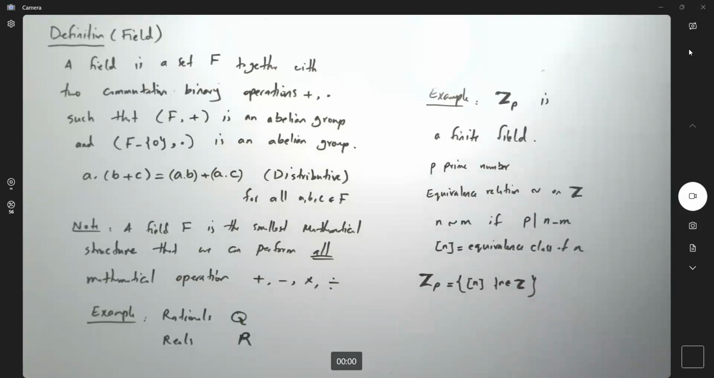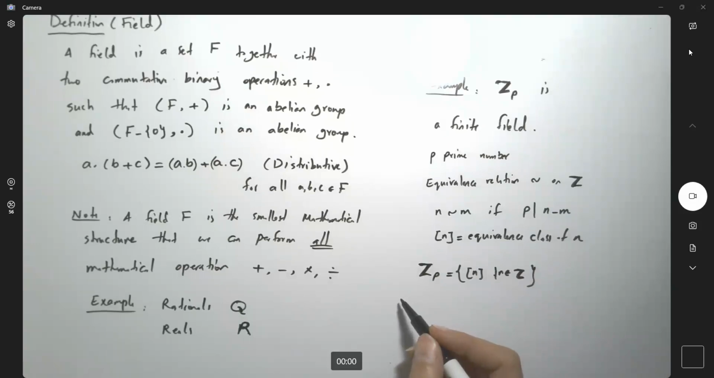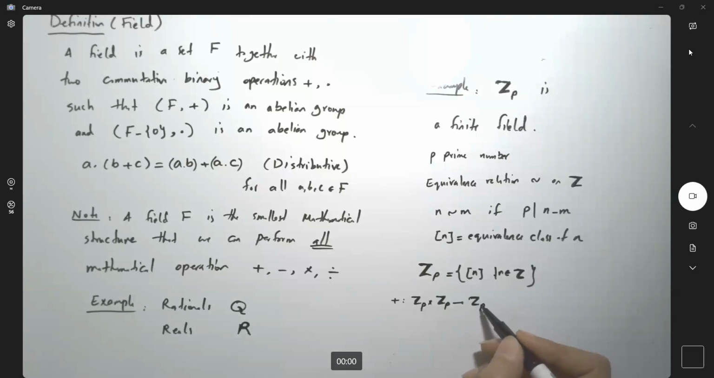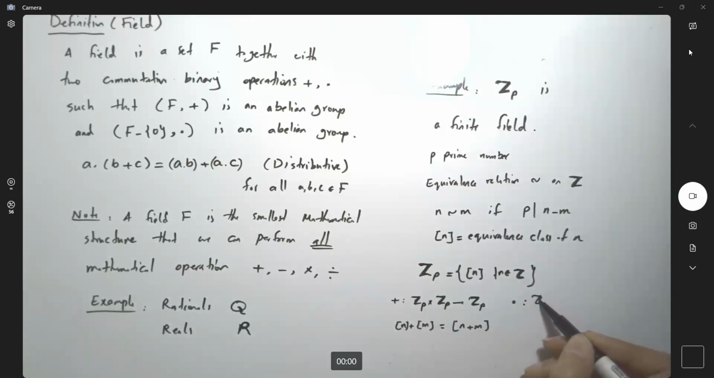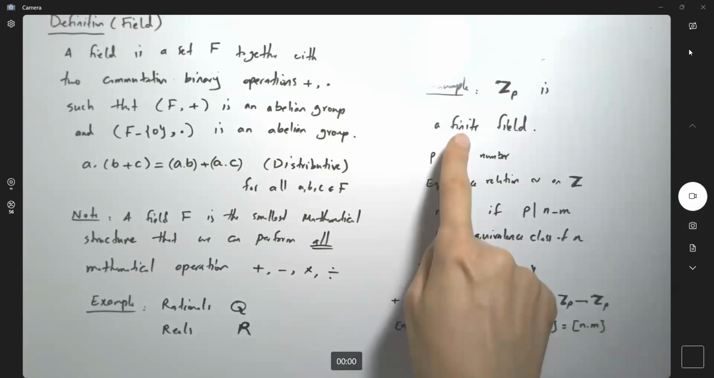So basically, the operations that we're defining here are, first, addition as a binary operation, which takes elements from the Cartesian product of Z sub P and Z sub P and maps it to Z sub P, and the equivalence class of N plus the equivalence class of M is just the equivalence class of N plus M. And multiplication maps the Cartesian product of Z sub P to Z sub P and is defined as the equivalence class of N times the equivalence class of M is basically the equivalence class of N times M. This guy is basically a finite field.